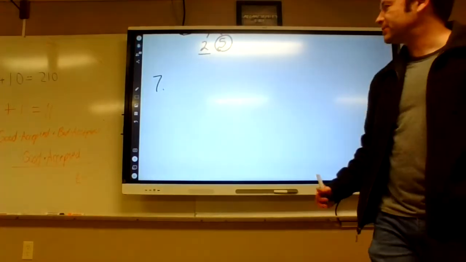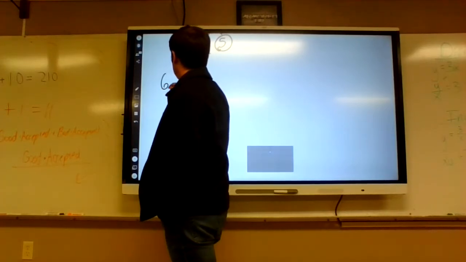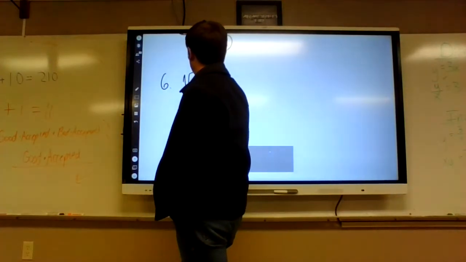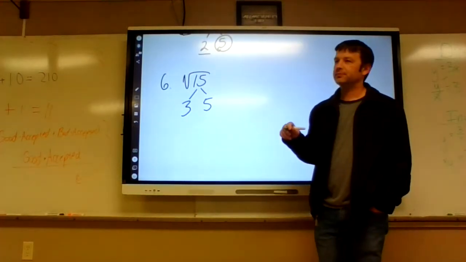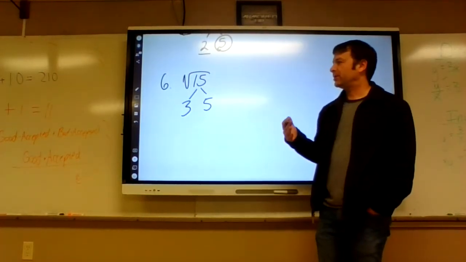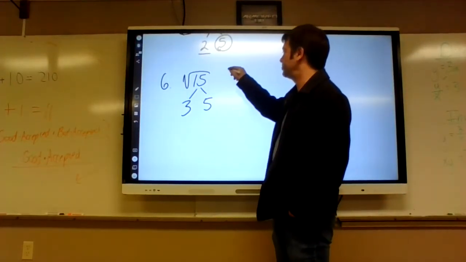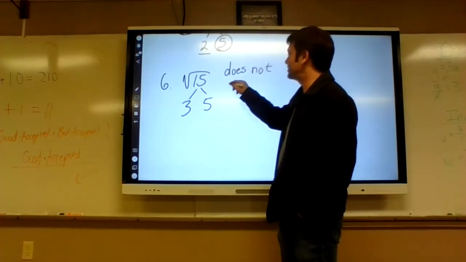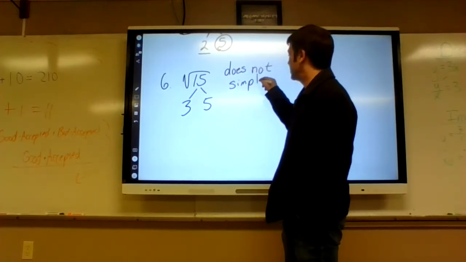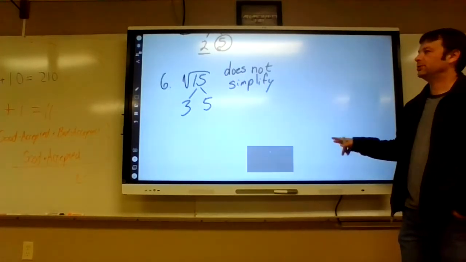Oh, 6. I was supposed to talk about 6. 6 is square root of 15. So it's 3 times 5. What do you think we do with that? It's just square root of 15. Yeah, if you plug it in the calculator, it'll say square root of 15. So we're just going to put what the directions tell us to. Does not simplify. That's what I got. You got it right? Congrats.